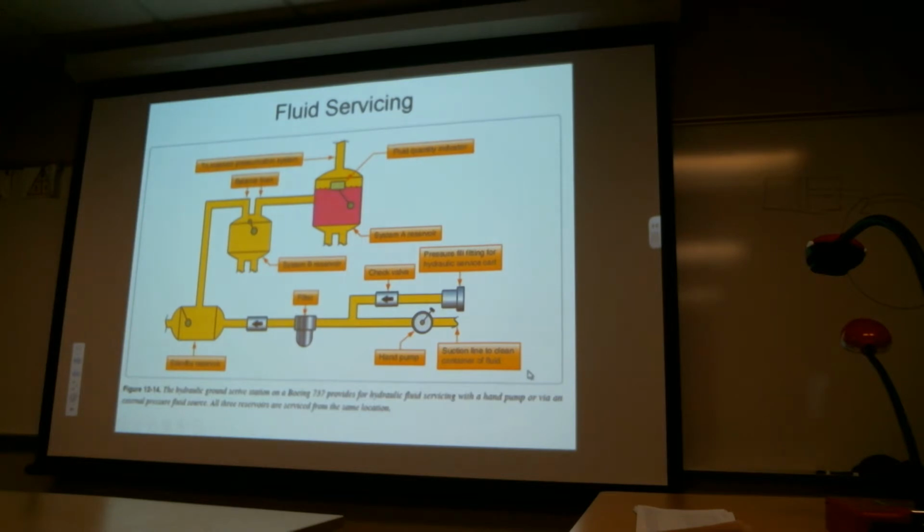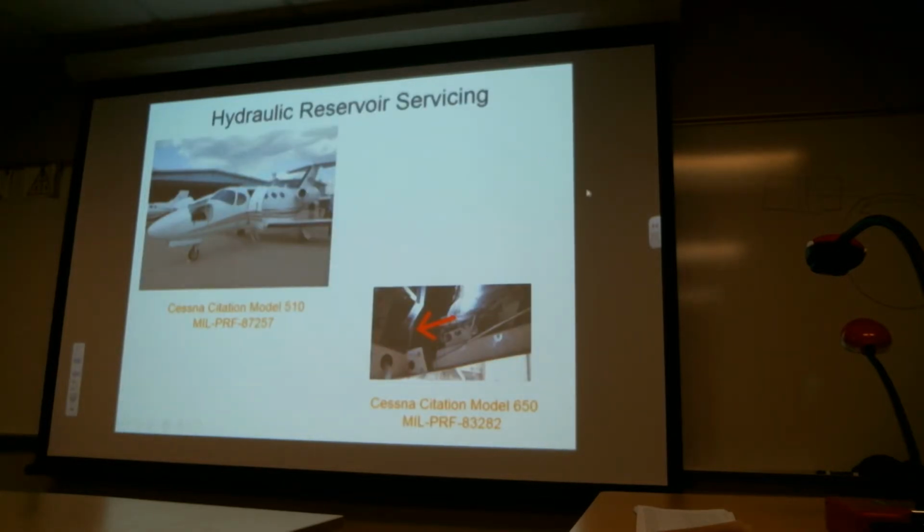Okay, fluids servicing. Again, a simplified schematic for servicing, sometimes from a hydraulic cart, sometimes by hand for servicing. Many of the Boeing and Airbus aircraft have an integral hand pump that they use for reservoir servicing. I'm going to show you a video in just a little bit on how it kind of works. And maybe I'll show you this now. This is the Citation Cessna. This one uses 87-257, another polyethylene-based hydraulic fluid. But let's take a look at this.